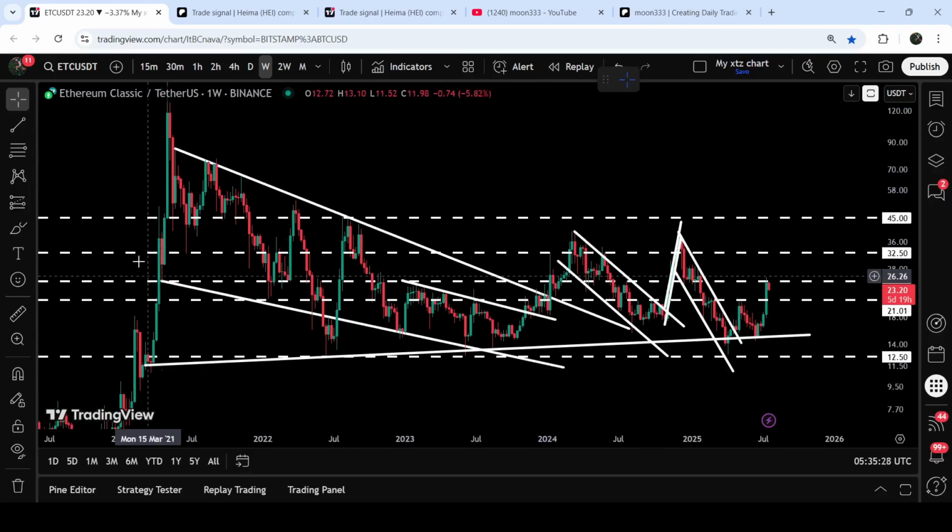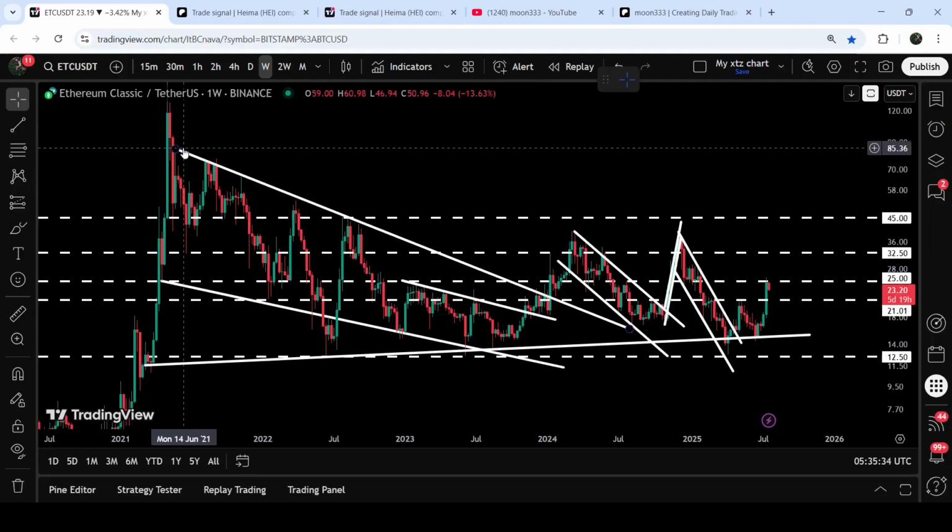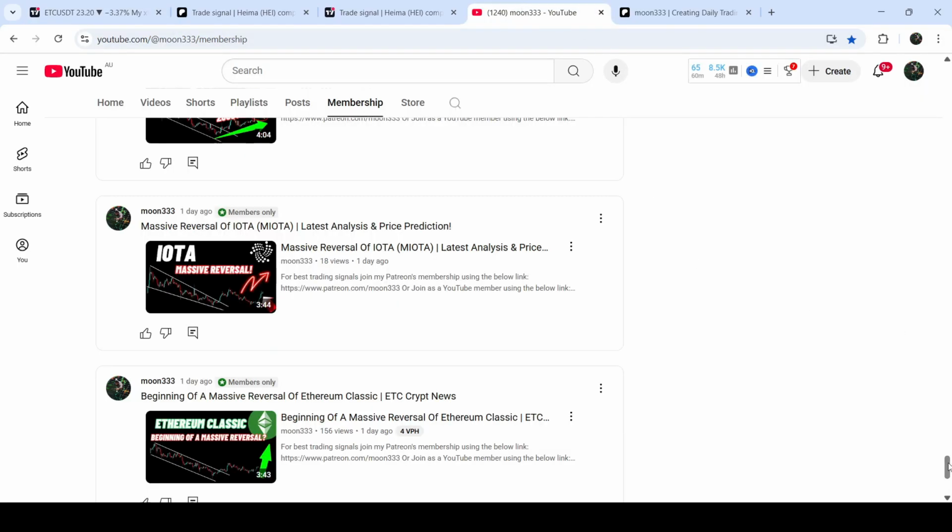Now here on the 7 day time frame chart, you can see that we have already broken out this big and long-term falling wedge pattern. And the long-term target for the breakout from this wedge is here at the top of the wedge. That is somewhere between $85 to $100. So this was the update so far.